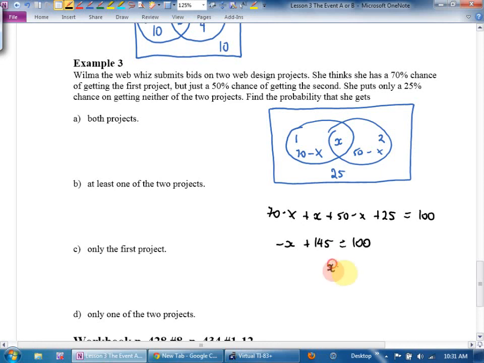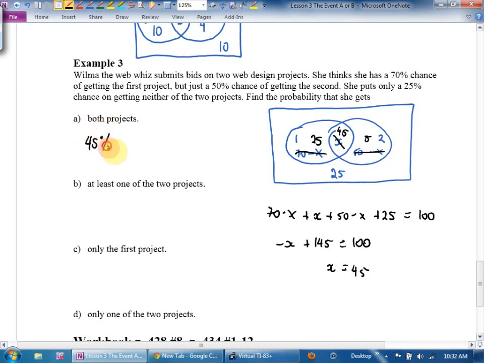So now I'm gonna quickly redo my Venn diagram. I'm not gonna redraw it. I'm gonna cross that out. What's going there? 45. Cross this out. What's 70 minus 45? 25. Cross this out. What's 50 minus 45? 5. I can now answer every question. Ready? What's the probability that she gets both projects? 45%.